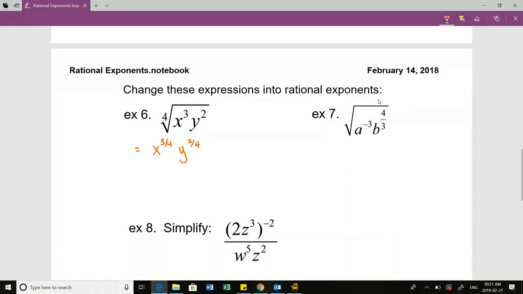And then the last step that we need to check is, do we have any negative exponents, and can any of these fractions be reduced? So yes, we can reduce the fraction. 2 over 4 can be reduced to 1 over 2. Okay, and that's it.